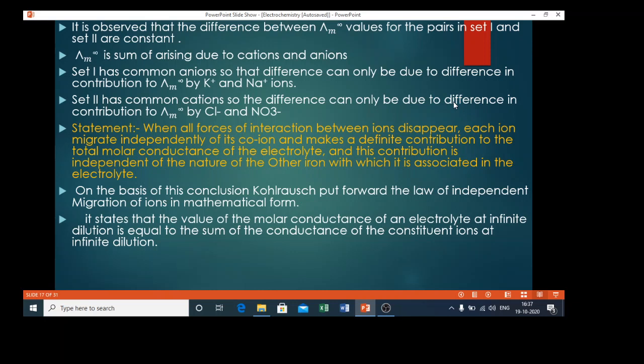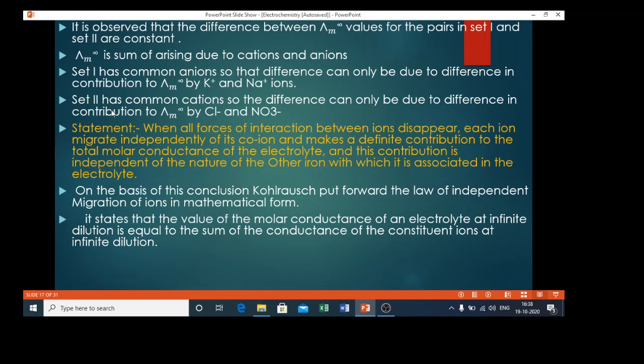It is observed that the difference between the λm infinity values for the pairs in set 1 and set 2 are constant. λm infinity is a sum of contributions arising due to the cations and the anions. Set 1 has common anions, so the difference can only be due to the difference in contribution to λm infinity by K⁺ and Na⁺ ions.